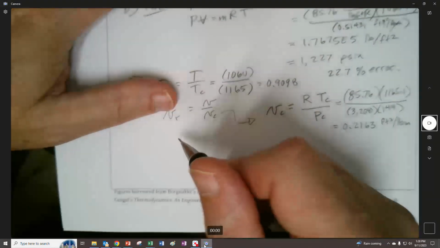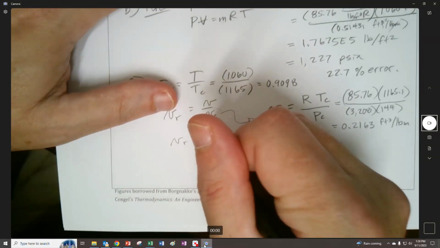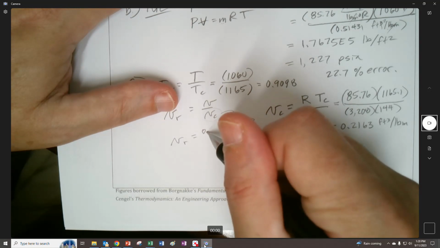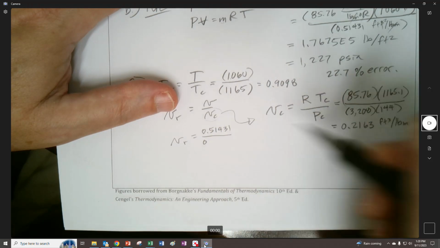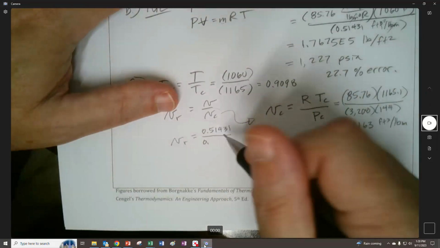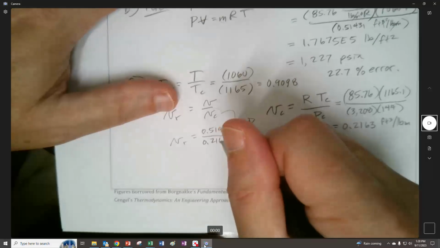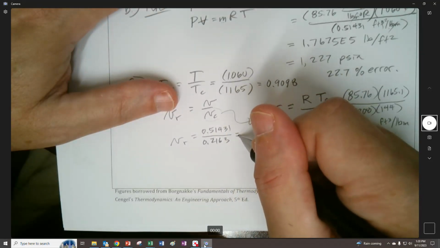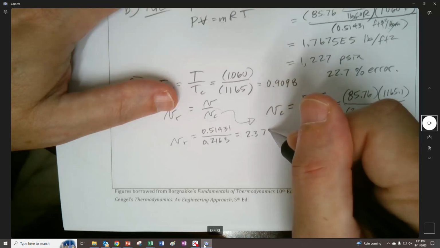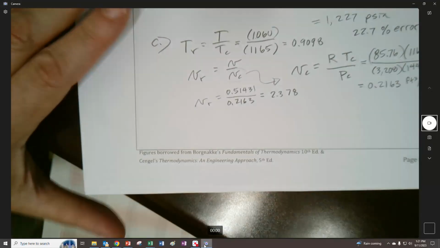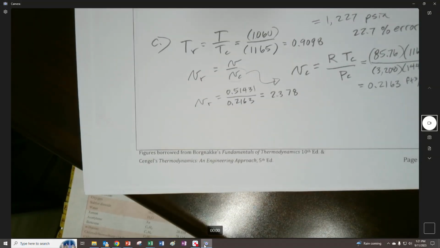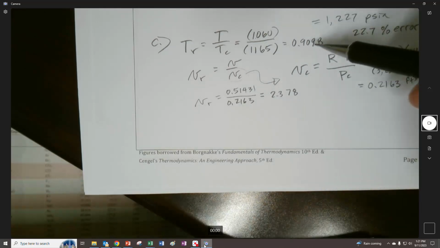And then with that, they find the reduced volume of 0.51431 divided by what we just found, 0.2163. And they get 2.378. And then they look up the Cengel table for those two parameters, right? We have this parameter and that parameter, and then look them up.